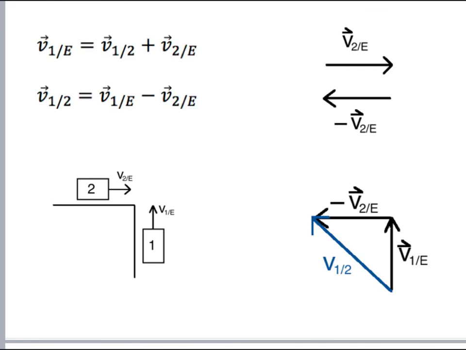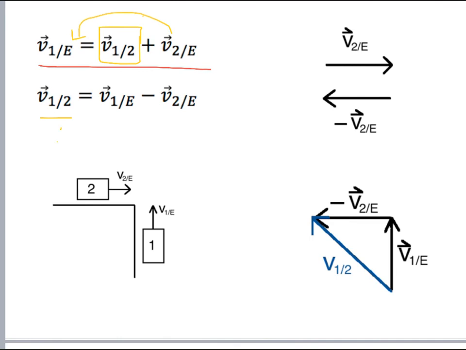So what we've got is V1/E is equal to V1/2 plus V2/E. That's the equation we just came up with. And what we want to find is this guy. We want to solve for him. So I can take this term, move it over here. It's going to become negative on the other side. If I solve for V1/2, that's the velocity of car 1 with respect to car 2, that's going to be V1/E minus V2/E.